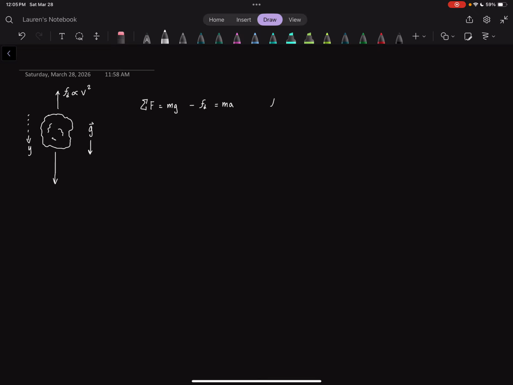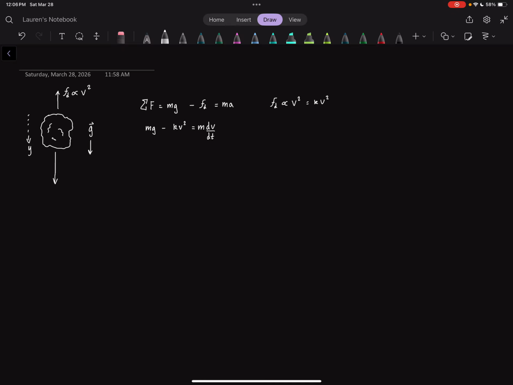But here we're saying the force of drag is proportional to velocity squared. So we'll use the same k coefficient, so it's equal to some coefficient k times v squared. We can put that in there. So mg minus kv squared is equal to m times a, and a is just the derivative of velocity with respect to time, right?